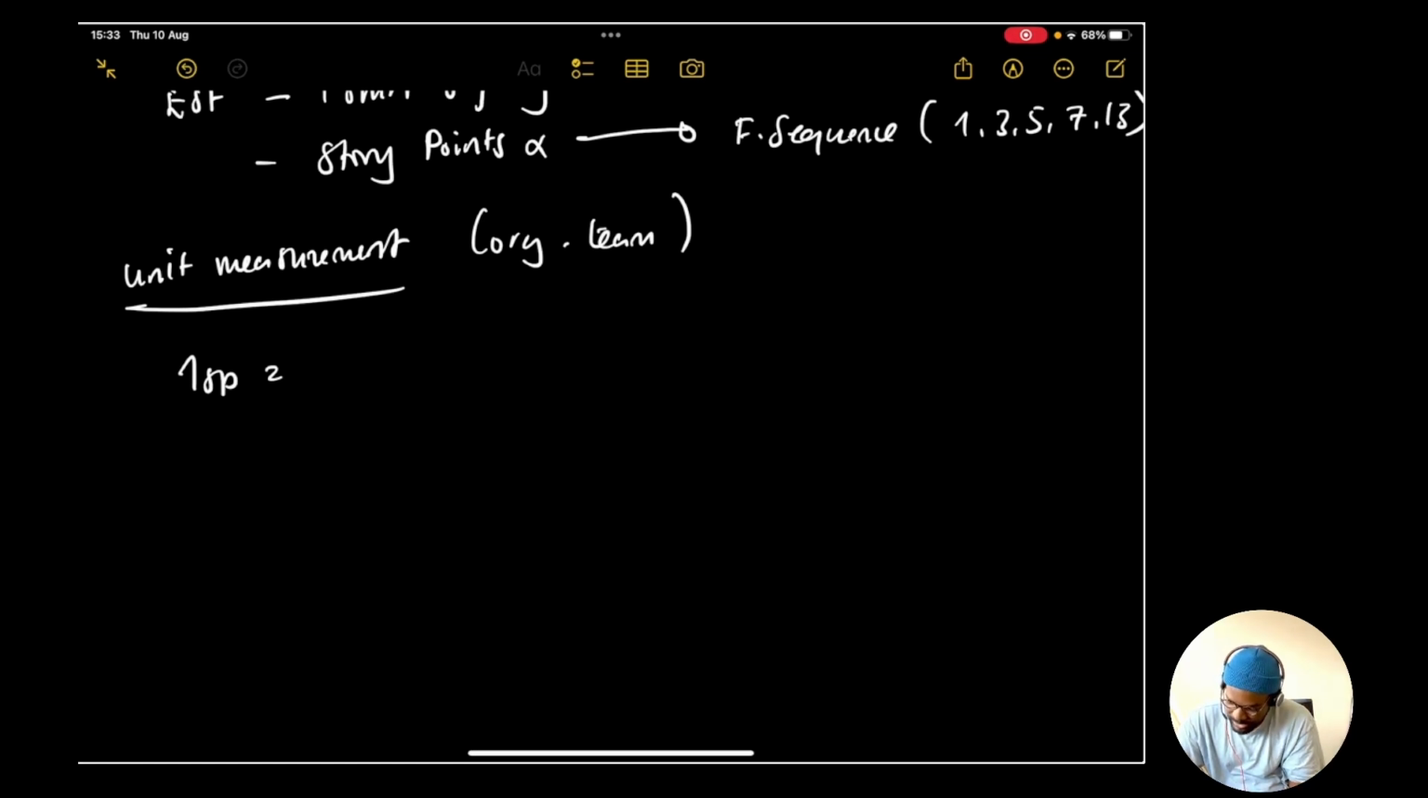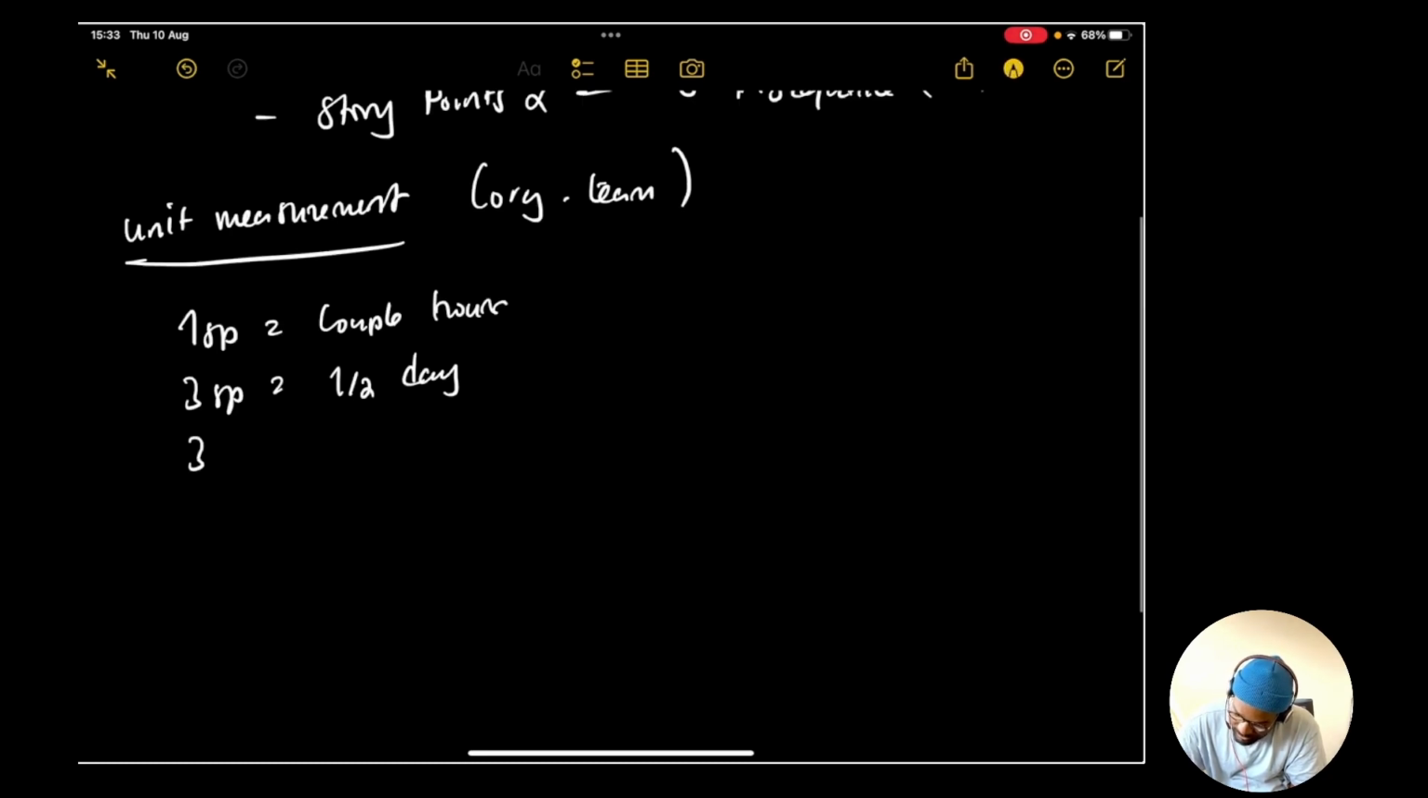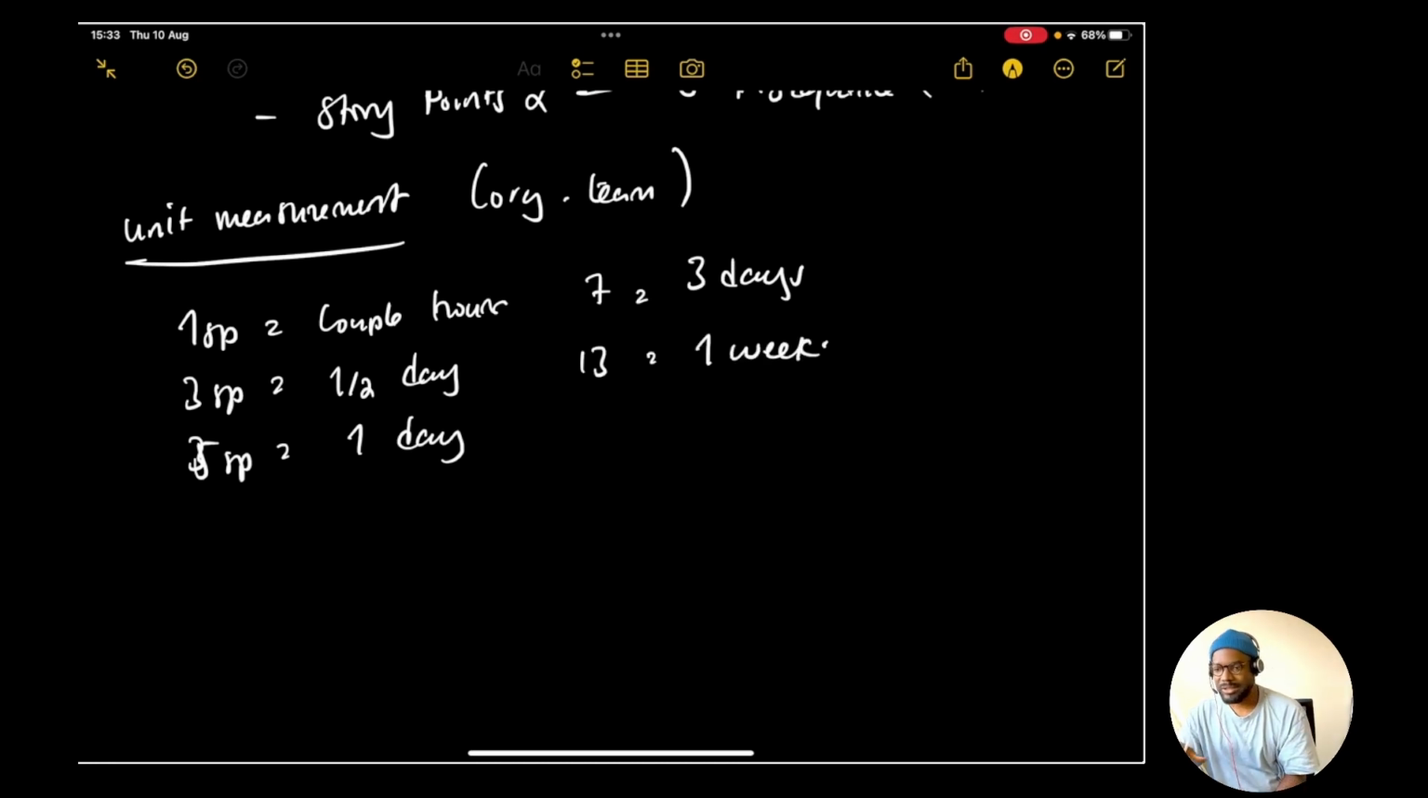Some could say, oh, this is just a couple of hours. 3 story points could be maybe half a day. 5 story points could be maybe the whole day, right? Then we have 7, 13. 7 could be maybe 3 days. 13 could be a whole week, you know. Depending on where you're working, each person will have their own unit of measurement that they have to use.